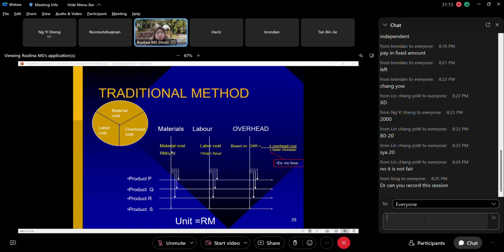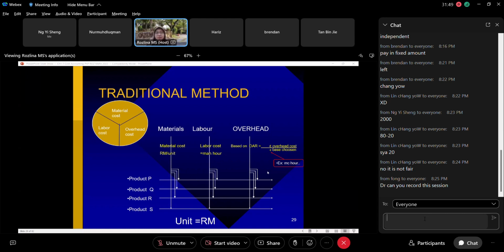Okay, before that, all the costs here, materials, labor, overhead, must be in RM. RM, not RM per unit, just RM. But normally they give you the material cost in RM per unit, so you have to make it as RM. Ringgit lah, ringgit. Okay, labor, also you have to make it as ringgit, not man hour ke apa. The unit must be RM. Then you can plus lah.